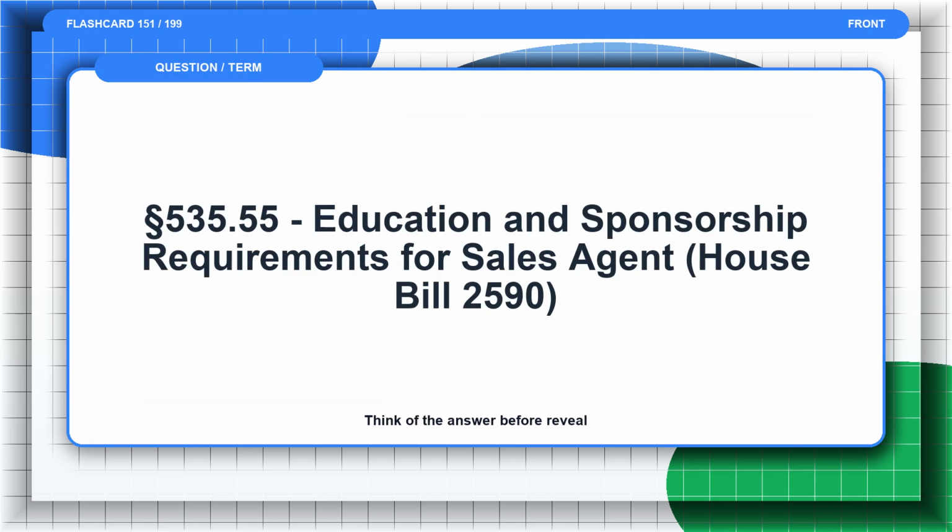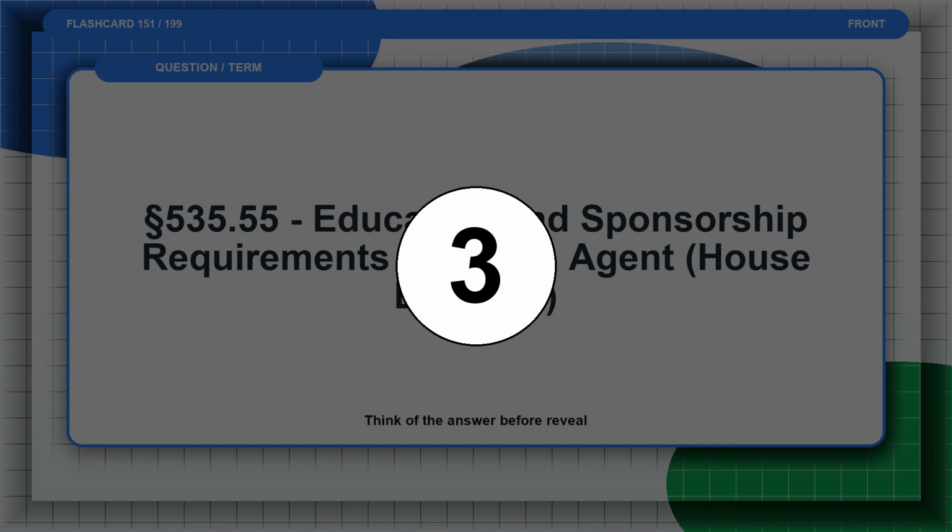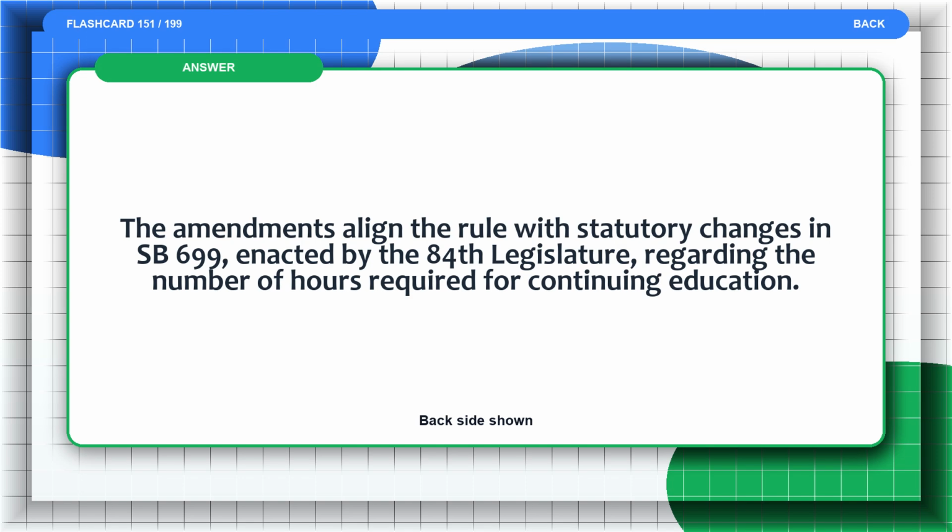Flashcard 151. Section 535.55 Education and Sponsorship Requirements for Sales Agent, House Bill 2590. Pause and think of the answer before the reveal. The answer is, the amendments align the rule with statutory changes in SB 699, enacted by the 84th Legislature, regarding the number of hours required for continuing education.